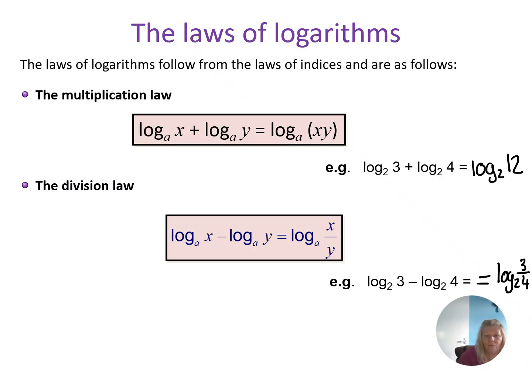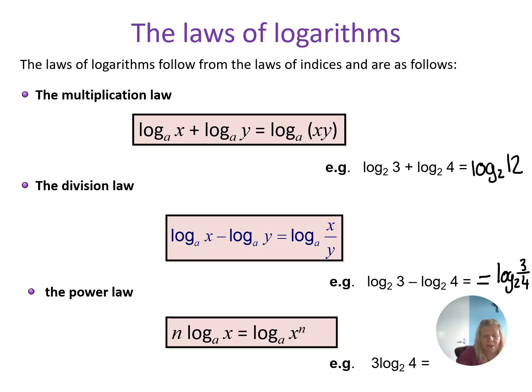And the last law we've been using already, power law. If you've got a number before the log, then we just take it up to the top. So 3 log to the base 2 of 4 can be written as log to the base 2 of 4 to the power 3. And what's 4 to the power 3? I hope it's 64. Could be wrong. No, it's not. It is 64.